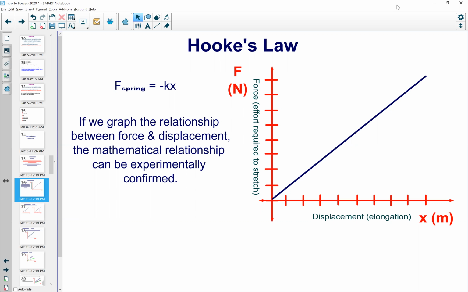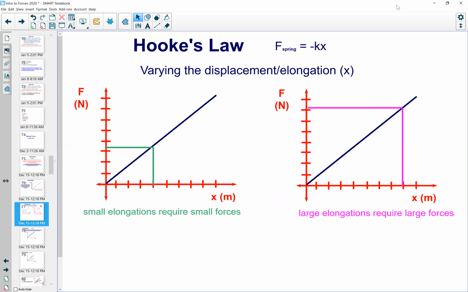All right, a couple more slides. We're going to go through these next ones pretty quickly. They're just basically helping you interpret this graph in different ways. So if we had a little bit of force on the spring, it would stretch it a small amount. If we had a large amount of force on the spring, it would stretch it a larger amount. Pretty obvious, but just trying to help you visualize how the amount of force goes hand in hand with how much the spring will stretch or compress.